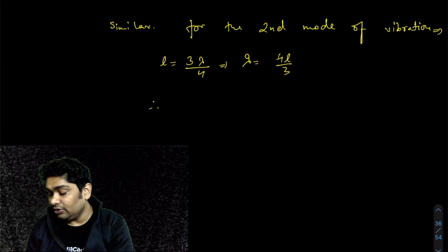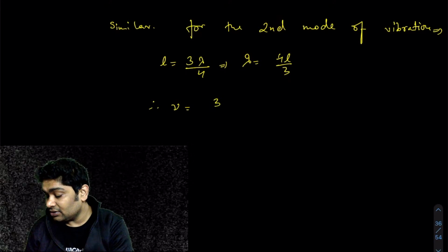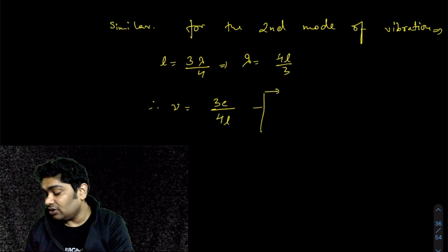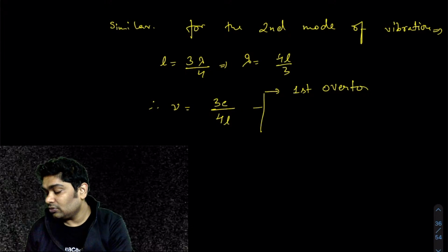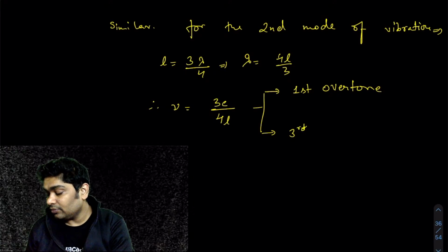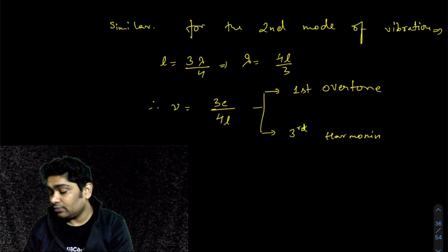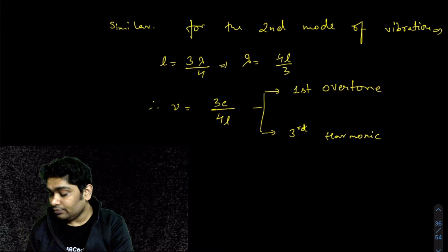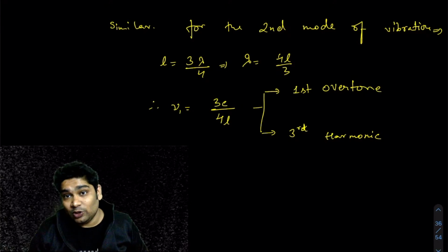And therefore, nu equals 3C over 4L. Now, this note is called the first overtone and also called the third harmonic. Okay, and this is how the names go.